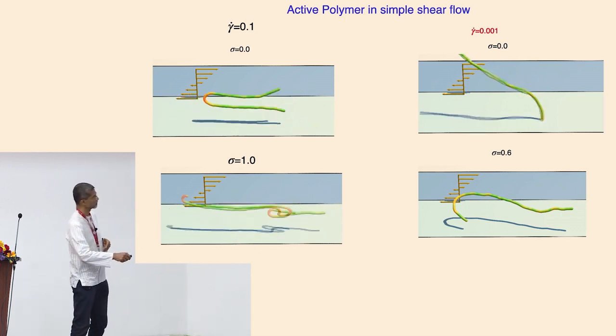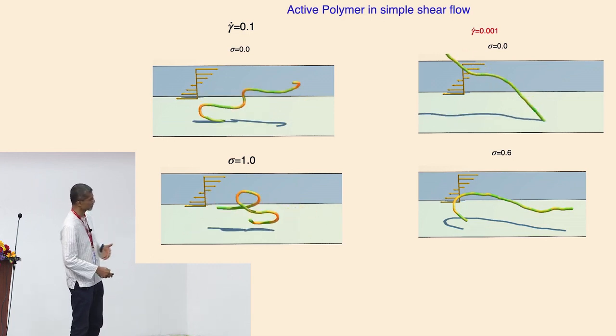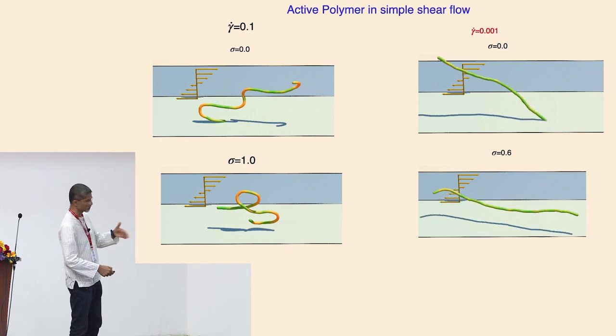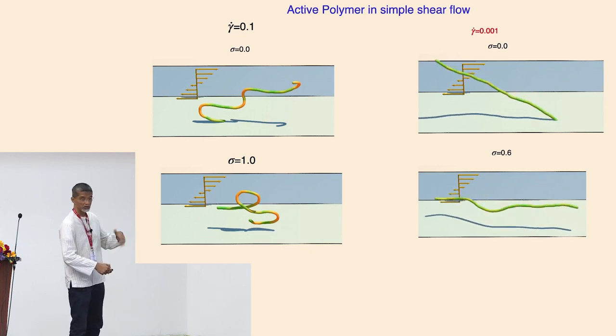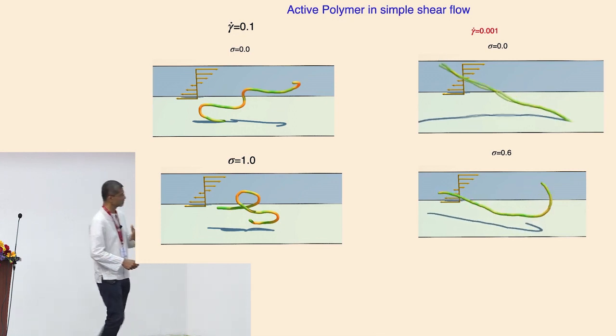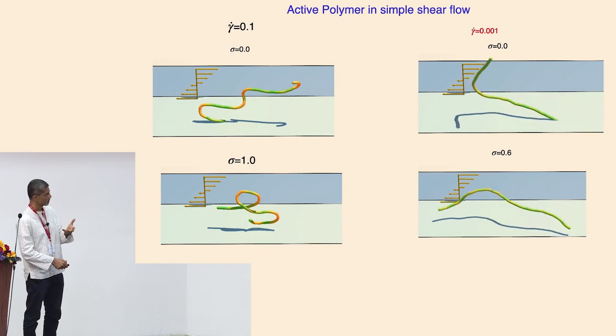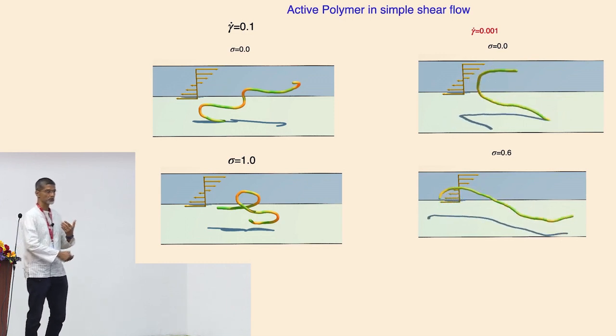Tumbling, because you remember the shear rate is in that direction, so it has to tumble that way. So it takes a long time to tumble, while when you increase the activity here, the tumbling becomes a little faster. So what we see is that as you increase the activity, for low shear rate the tumbling becomes faster, and for high shear rate the tumbling becomes slower.